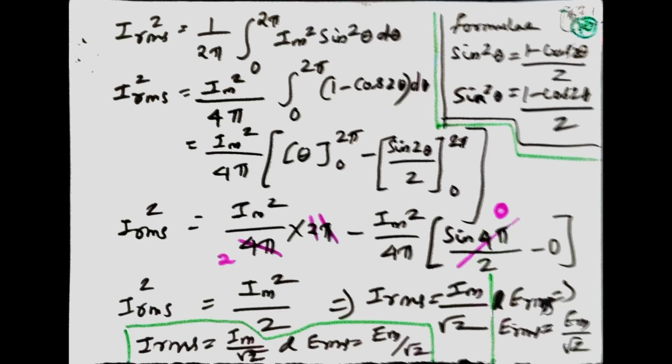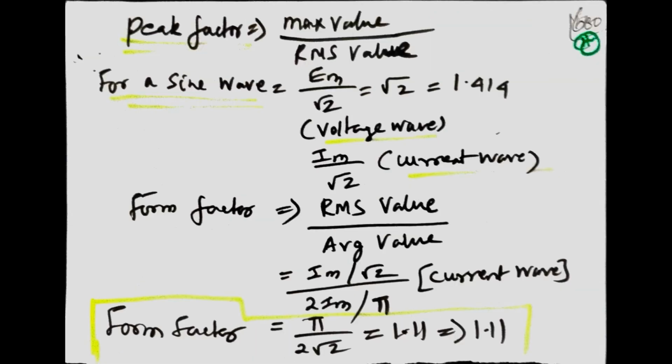In this way, we obtain ERMS as Em divided by root 2. IRMS is equal to Im divided by root 2 and ERMS is Em divided by root 2. That is an important formula. It is asked in 3 more questions and answers.